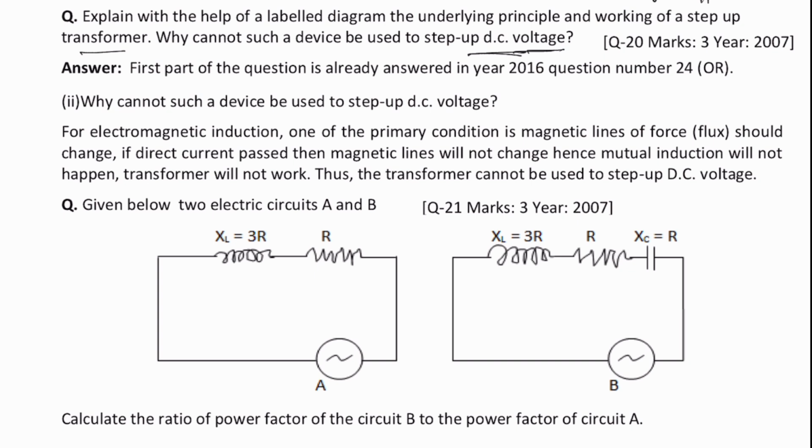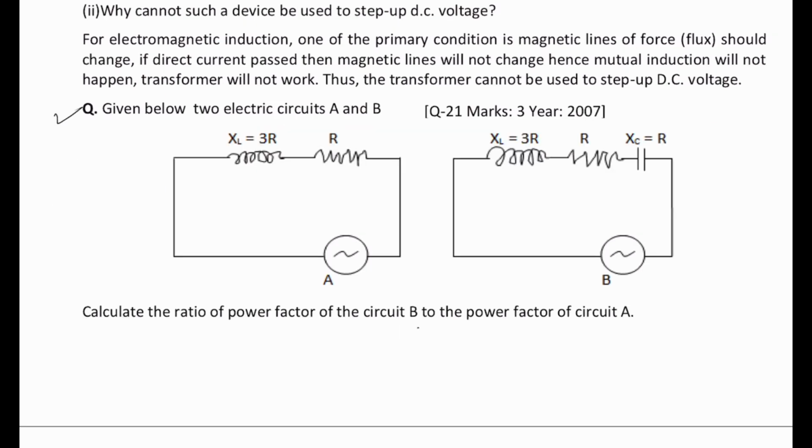Okay. Now, this question. Given two electric circuits A and B. This is circuit A, this is circuit B. Calculate the ratio of the power factor of circuit B to the power factor of circuit A. In the first circuit, the inductive reactance X_L is 3R and the ohmic resistance is R. And in the second circuit, the inductive reactance is 3R and there is a capacitor involved with reactance R. So we have to find the power factor.